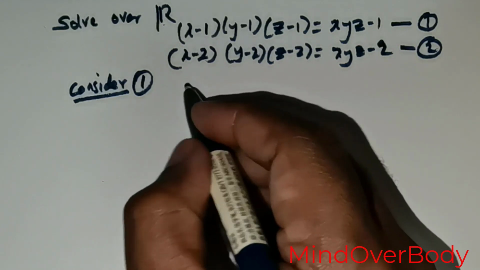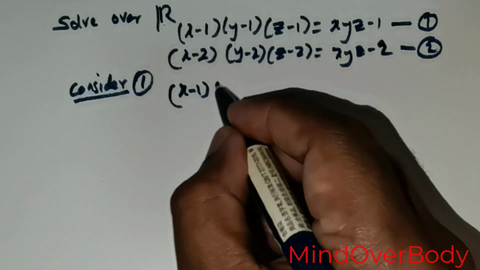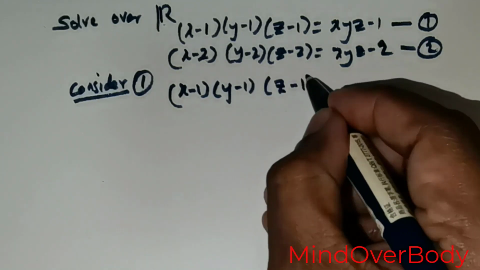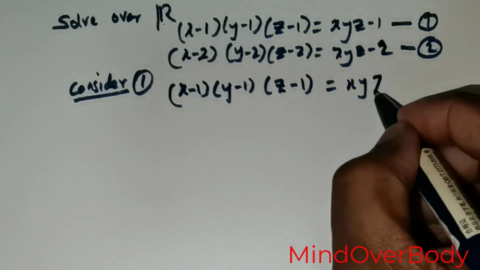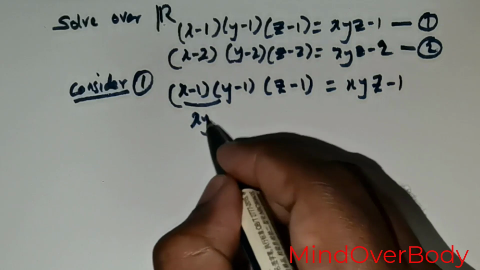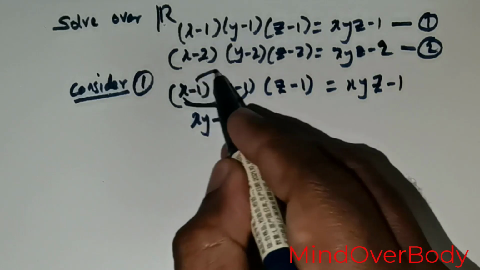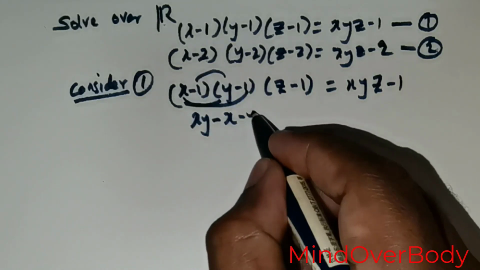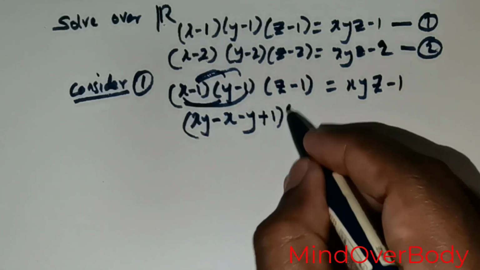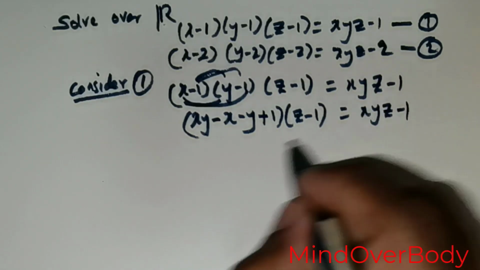From 1 I can write, I would like to multiply two things at a time. So I would multiply (x − 1) with (y − 1) first, and then multiply (z − 1) and equate it to xyz − 1. So x into y, and then x into negative 1, that's negative x, then negative 1 into y, that's negative y, and negative 1 into negative 1 is positive 1. Now I multiply with (z − 1). Of course on the right side it's xyz − 1.